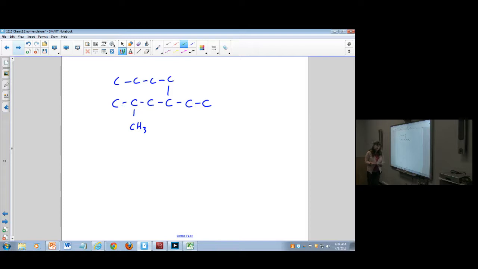All right, let's try this one. Again, I'll give you about a minute here. I want you to look at this and figure out how to name this structure.